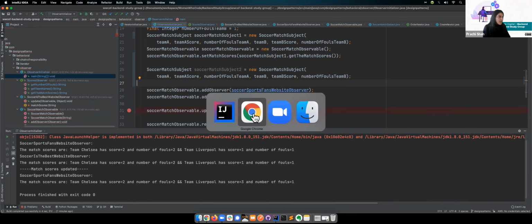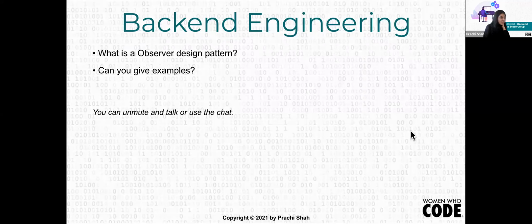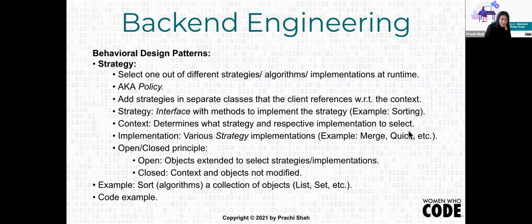We have one more, the last one, which is pretty interesting too. Strategy basically helps us select one of the different strategies or algorithms or implementations at runtime, right? So it defines what the runtime policy, so to speak, is. You can add your strategies in different separate classes, and the client, depending on what the context is, will pick one of these strategies that you have defined.